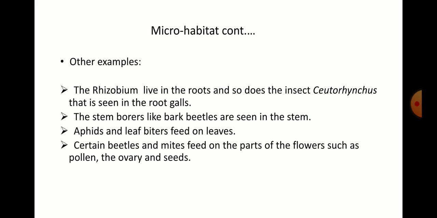The two bugs Notonecta, which is also called the water back swimmer, and Corixa, also known as the water boatman, which live in the pond, are found in the same habitat, that is the pond, but vary in food habits. Notonecta is a predator and carnivore, but Corixa is a scavenger feeding on decaying vegetation, that is detritus food.